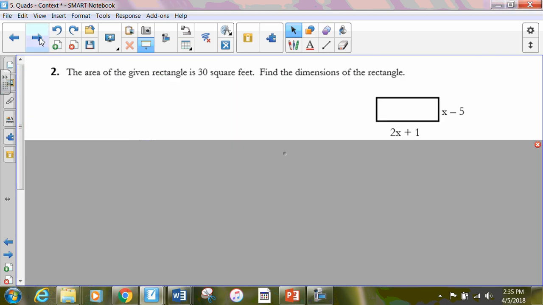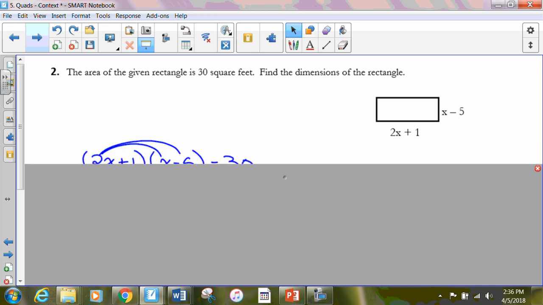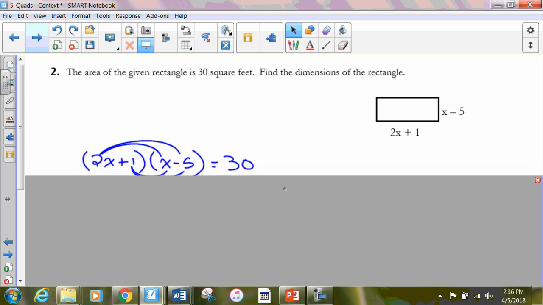Okay, with this next one, we see something familiar to us. We looked at something like this in our polynomial operations unit. And it says the area of the given rectangle is 30 square feet. We know that area is length times width, and that it's equal to 30. So that's how we'd set it up. 2x plus 1 times x minus 5 is equal to 30. We can solve this problem.